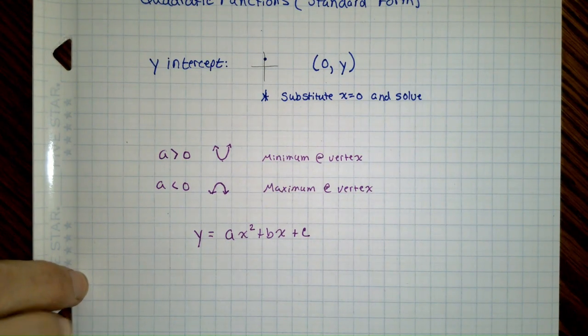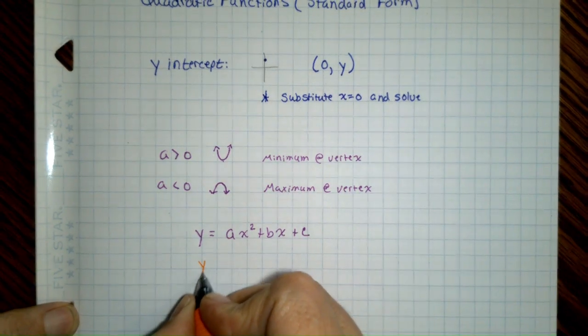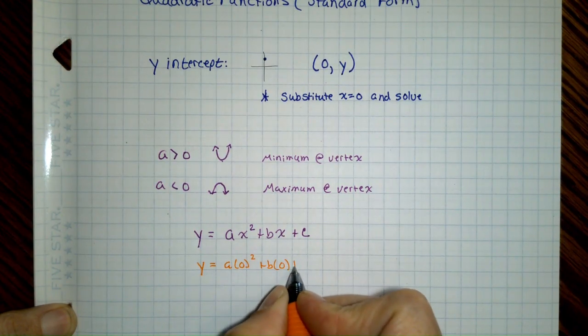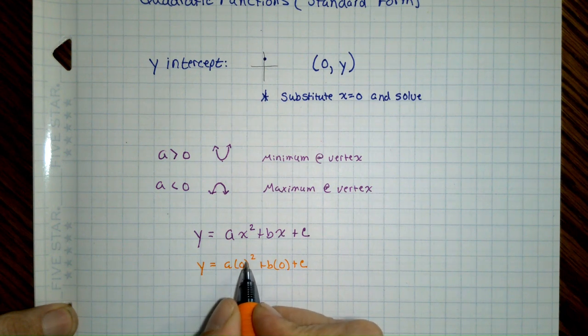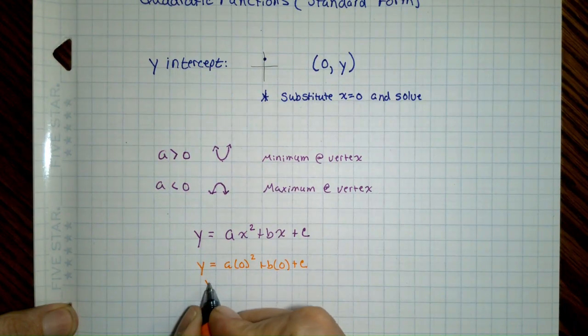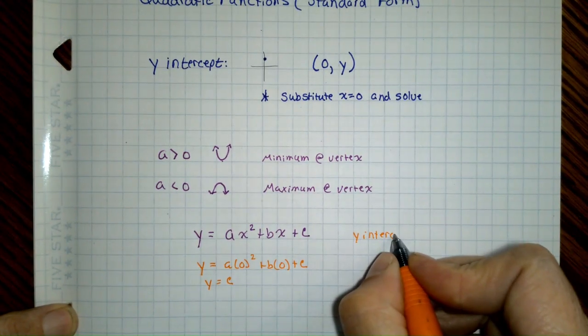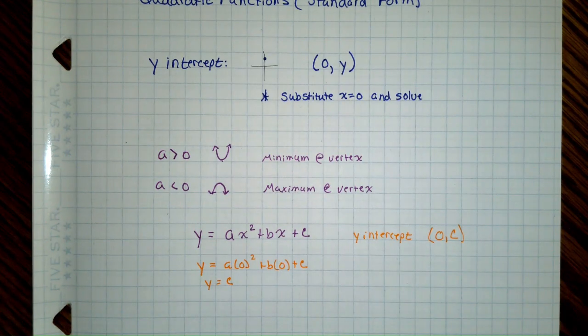Why can I get my y-intercept so quickly? Let's think about that. If I substitute 0 for x, so 0 times a, because 0 squared is 0, and 0 times b, that cancels out. So my y-intercept is going to be at c. It doesn't matter what a and b are. Because of how 0 works, my y-intercept is going to be at c. And we can use that for graphing.